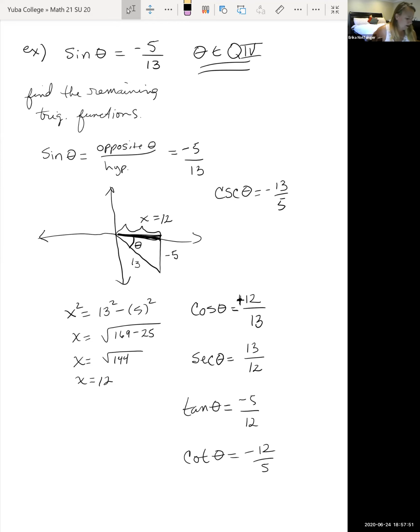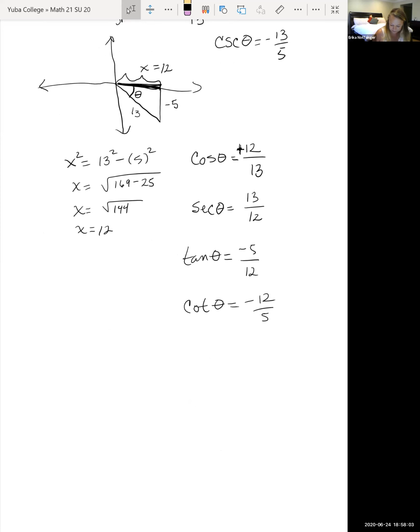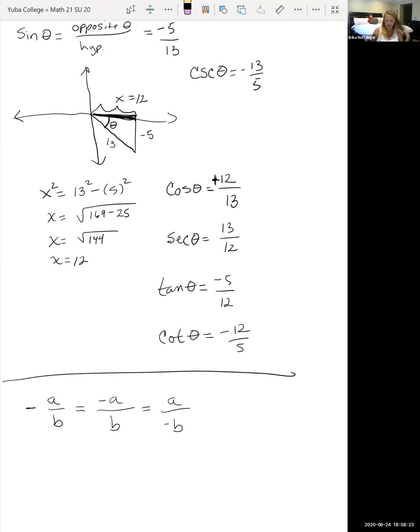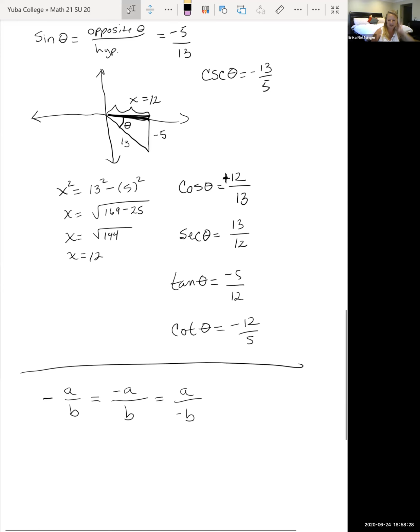Professor, how'd you know that 5 was the negative one and not 13? Yeah, you know, I'm just using the fact that if you have a negative in a fraction, you can have it out front of the fraction. You can put it in the numerator of the fraction, or you can put it in the denominator of the fraction. They all mean the same thing, as long as you don't put it in both the numerator and denominator. So that's why I'm doing that, but they're equivalent.